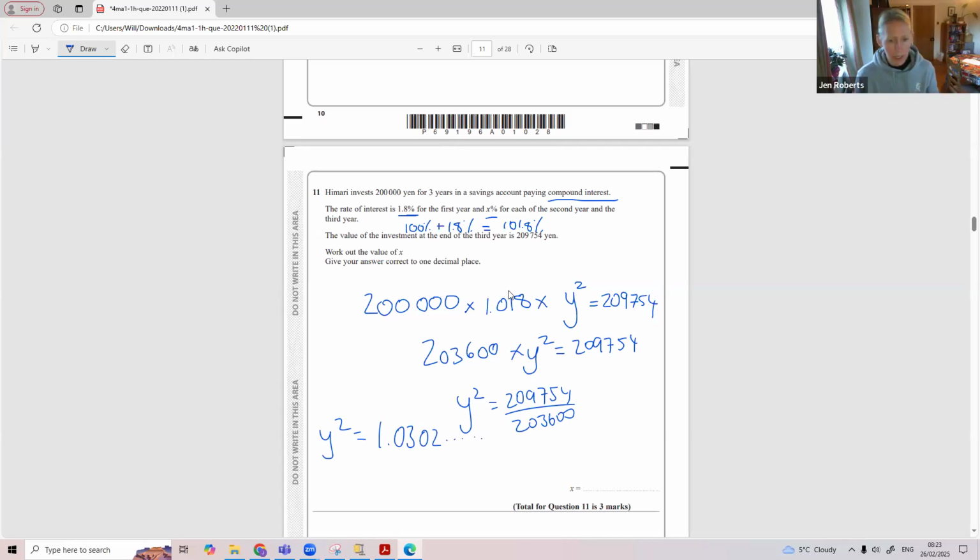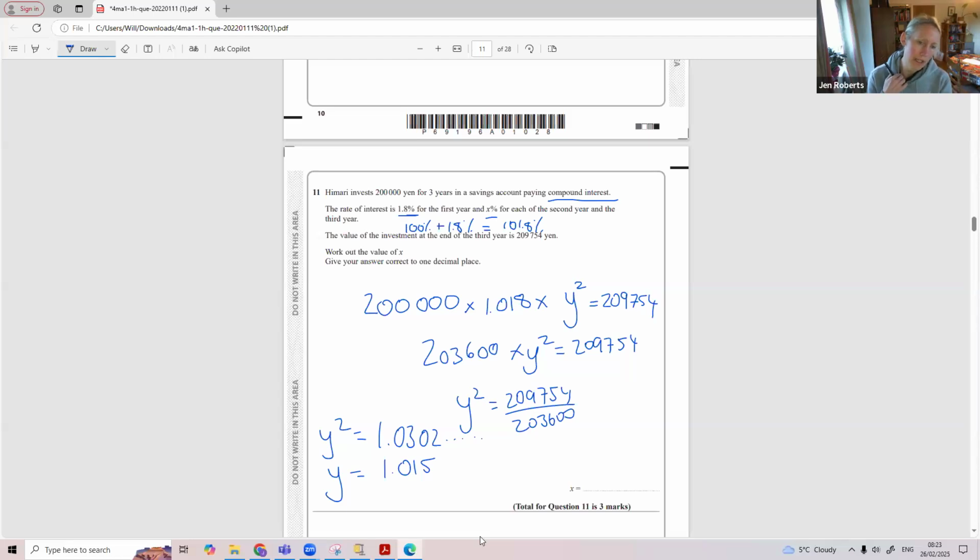Okay, now what does that mean in terms of a multiplier though? Not sure if it is that. I think I've worked it out wrong. Let's have a look. 209,754 divided by 203,600. Of course. You have done it right. I need to square root both sides, don't I? Square root both sides to get y. Gives you 1.015. There's a load of zeros after that, so I'll leave it like this.